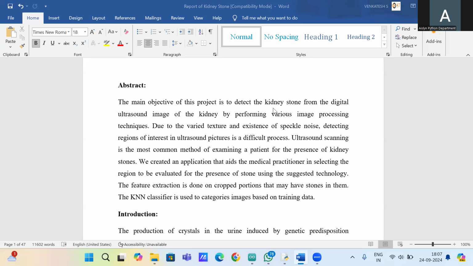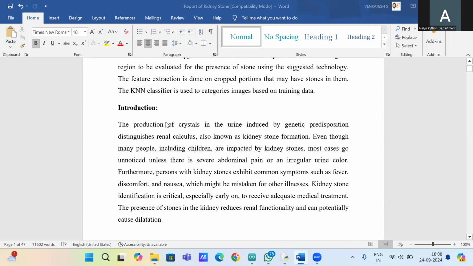The feature extraction is done on a cropped portion that may have stones in it. The KNN classifier is used to categorize the image based on the training data. This is the introduction part.